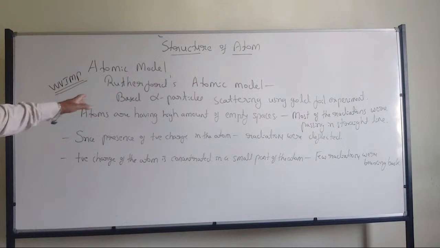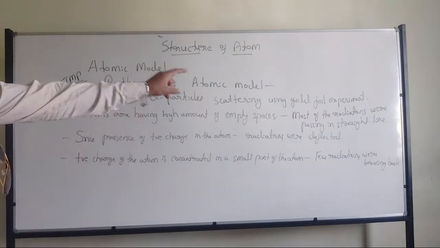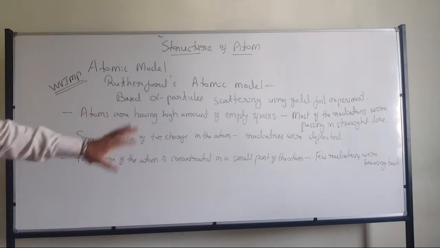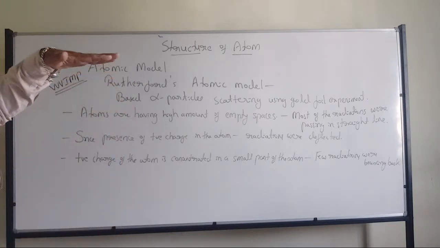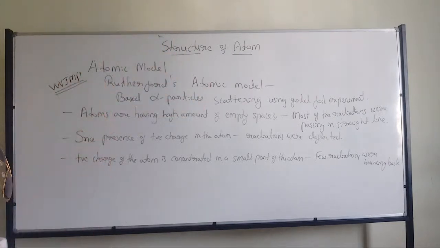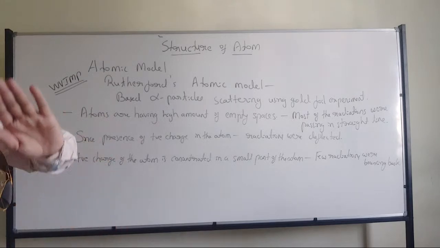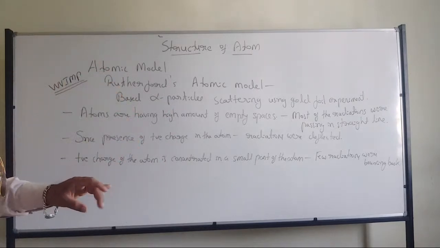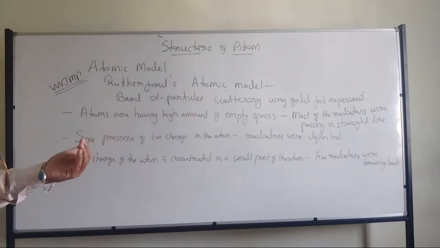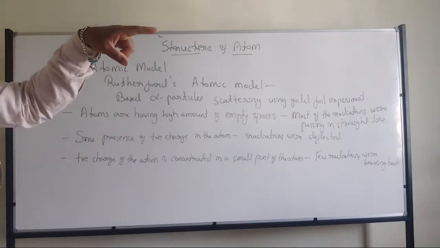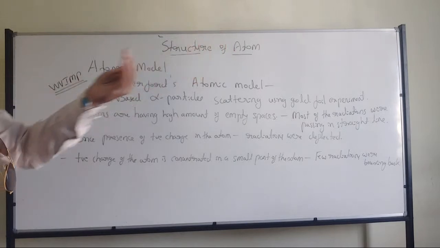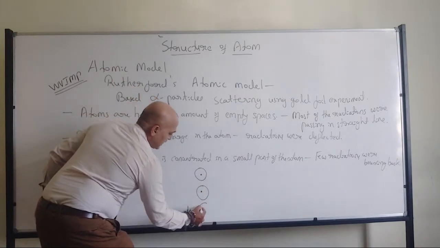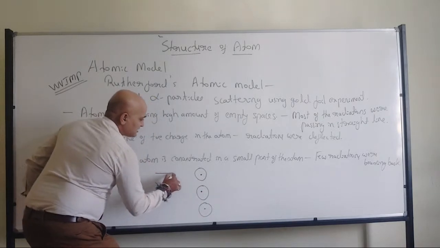So what is that? Since atoms have a high amount of empty space, most of the radiations were passing in a straight line. Next one. Since there is positive charge in the atom, whichever radiations come near it get deviated or deflected. Now, since positive charge is not uniformly distributed throughout the atom but is located in a small part of it, only a few radiations were bouncing back. What I mean to tell here is, whichever radiations were moving exactly straight toward that positive charge were getting bounced back. So for example, if these are the gold atoms, many radiations will pass through.